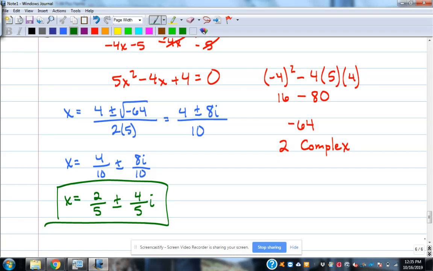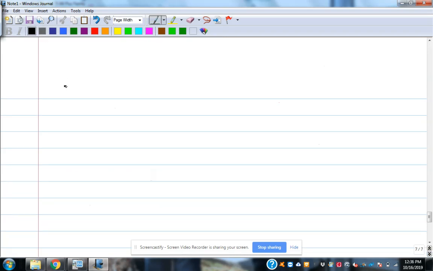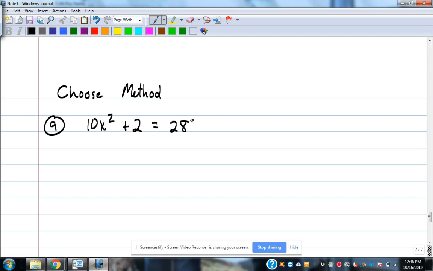All right. Let's look at some problems, and we're going to choose a method. So we're going to talk about what's the best and most efficient method to do these particular problems. So I'm going to start with this one. 10x squared plus 2 is equal to 282. When I look at that problem, before I do anything as far as moving stuff, I need to look at the problem and see what's there and what's not there. What's there?